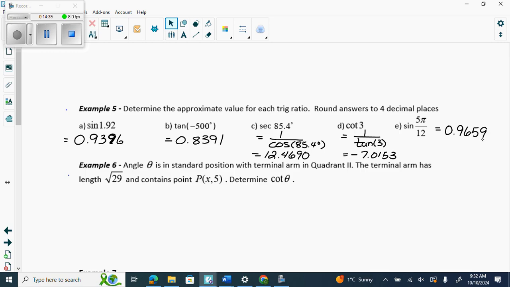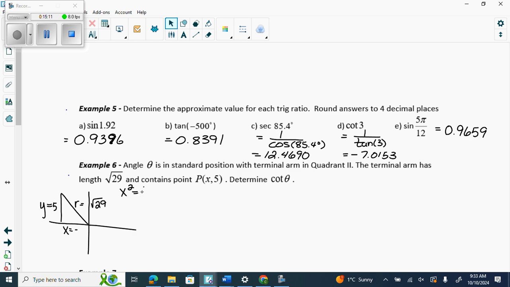All right. The next one says angle theta is in standard position with a terminal arm in quadrant 2. Perfect, quadrant 2. Bow tie, always, right? So we always draw bow ties, so it's always towards the x-axis. The terminal arm has a length of root 29, so that's a fancy way of saying the radius is root 29. It contains a point x equals, and I'm going to go negative because I drew it, so I know it's negative, and then y equals 5, and then I need to find out what x is.